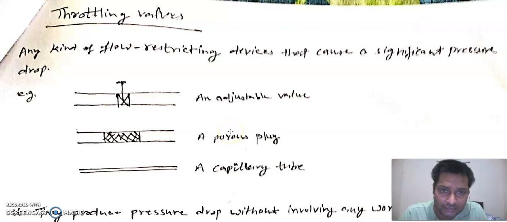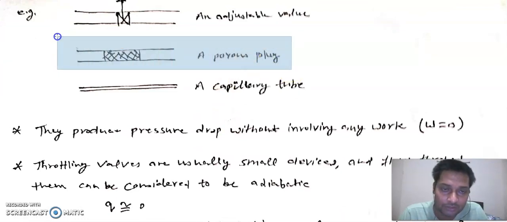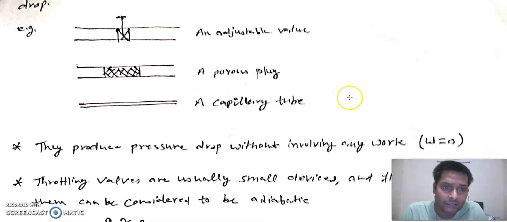Now let us consider a throttling valve, any type of throttling valve. Let's say we have a porous plug throttling valve. You can choose any type of throttling valve. They produce a pressure drop without involving any type of work. There is only a pressure drop. We have high pressure at the inlet and low pressure at the outlet, but there is no work involved in this process, so the W will be 0.